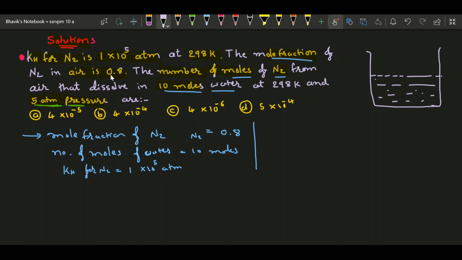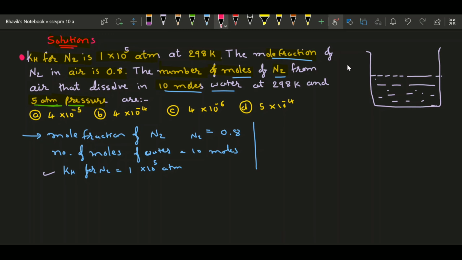Okay, so read the question very carefully first of all, because of what values are given here. KH is given for nitrogen. KH is 1 into 10 to the power 5. We have already written that here. And another thing, the mole fraction of nitrogen in the air. What does it mean? In the air, it means the nitrogen's mole fraction in vapor phase. In vapor phase, nitrogen mole fraction is given here.